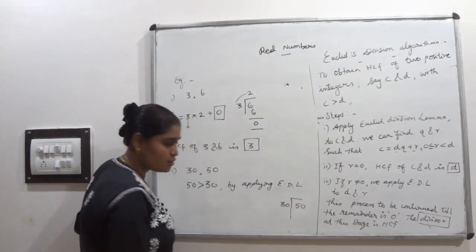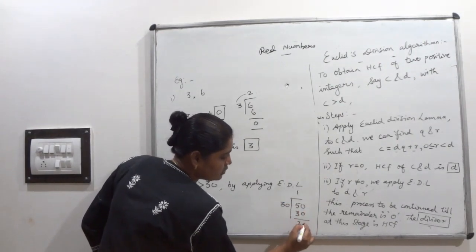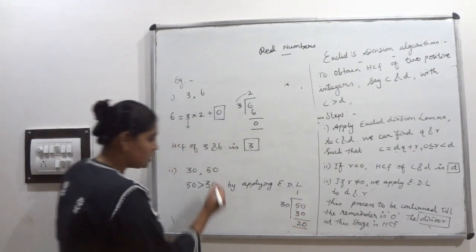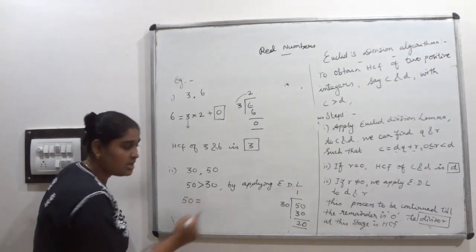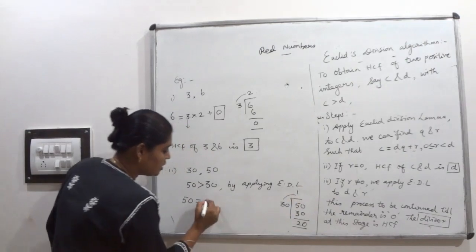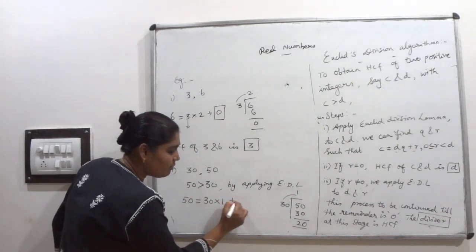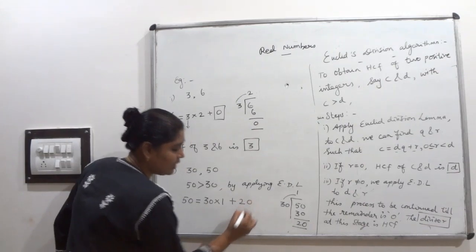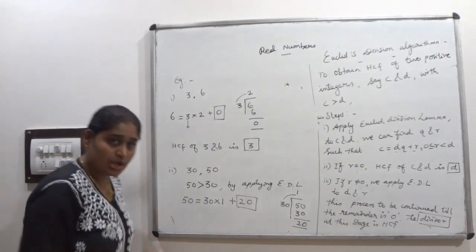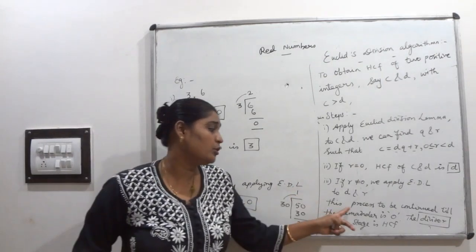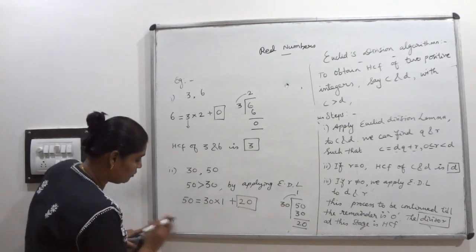How many times will it go? Only one time. 1 into 30 is 30, so the remainder is 20. Write this: dividend 50 = divisor 30 into quotient 1, plus remainder 20. Now check: the remainder is not equal to 0. So I have to continue the process till the remainder is 0. Go for the second step.